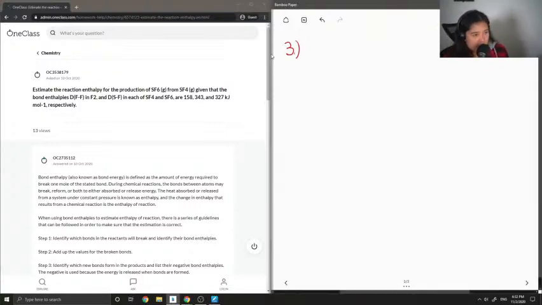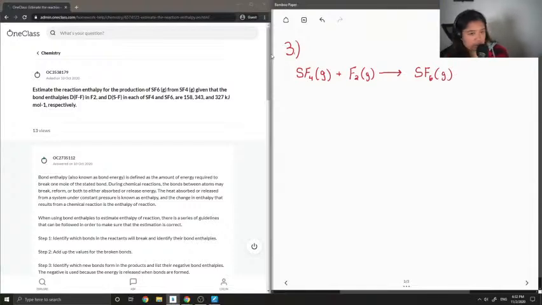So we start off with the sulfur tetrafluoride, which is a gas. And then another fluorine molecule is added. And then this creates sulfur hexafluoride, which is also a gas.